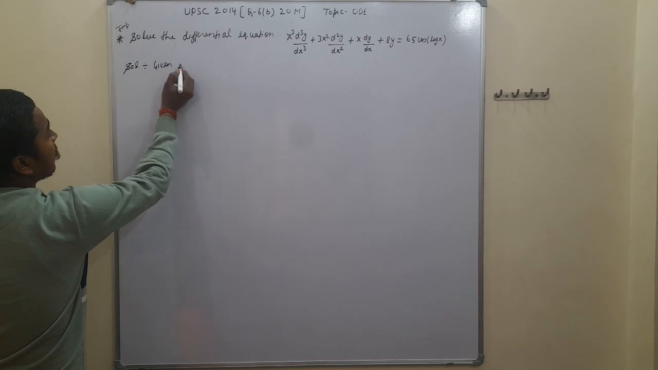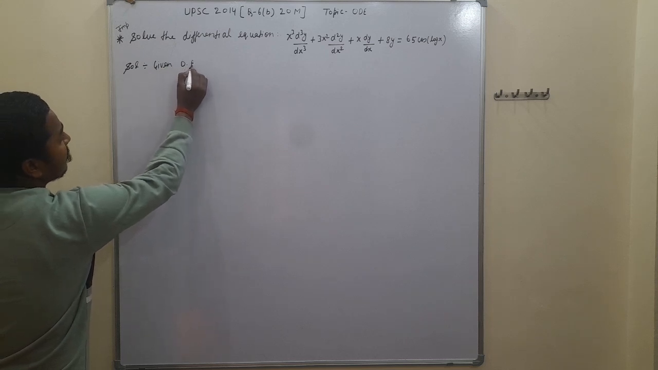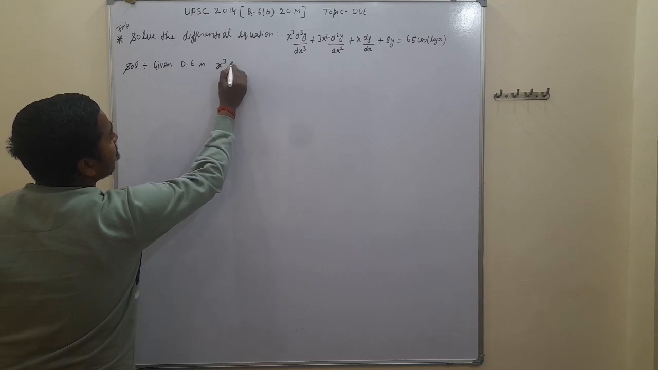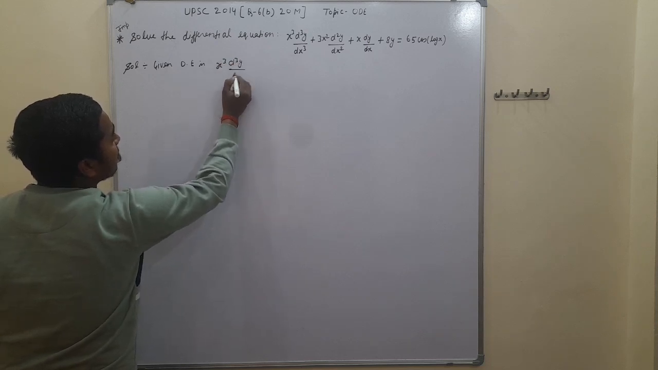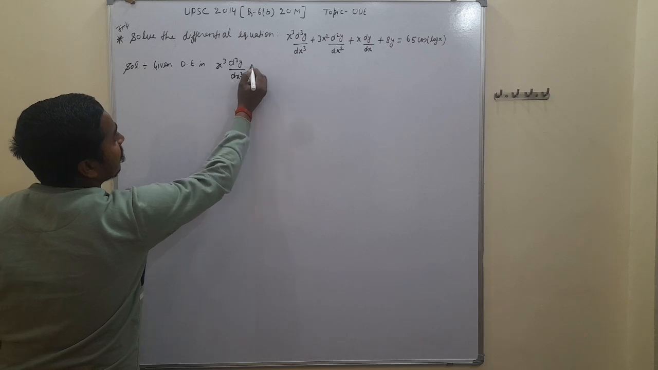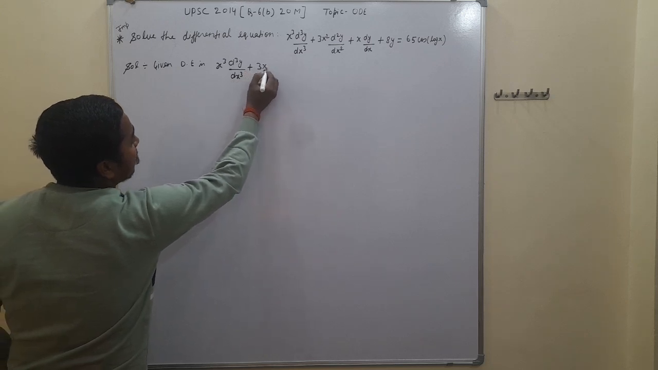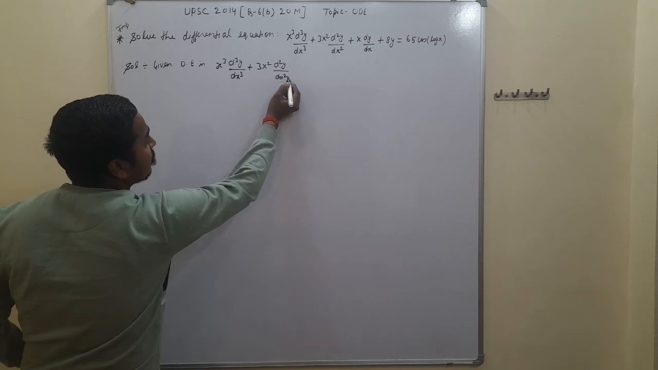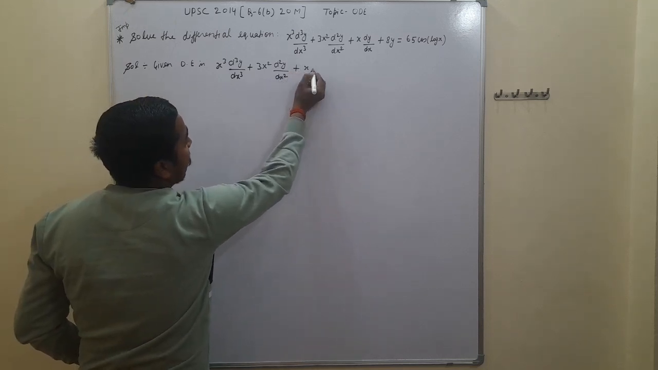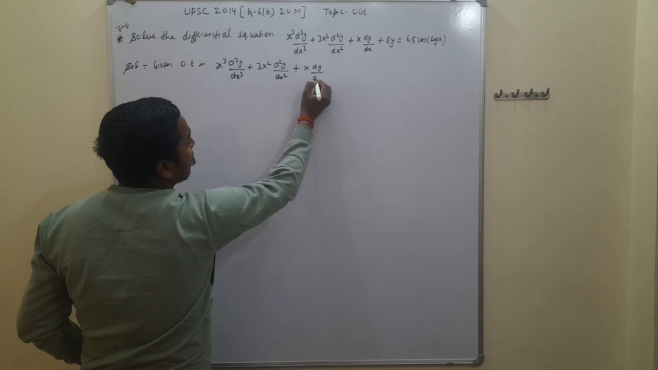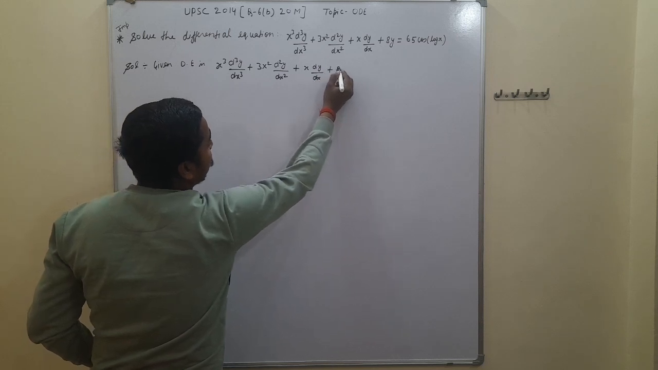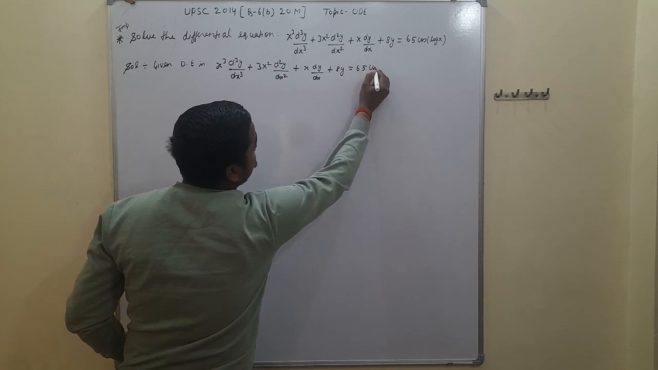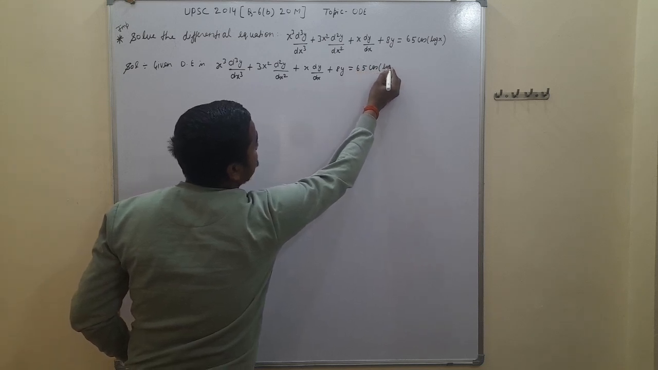Let's solve the problem. The given differential equation is x cube d3y/dx3 plus 3x square d2y/dx2 plus x dy/dx plus 8y is equal to 65 cos(log x).